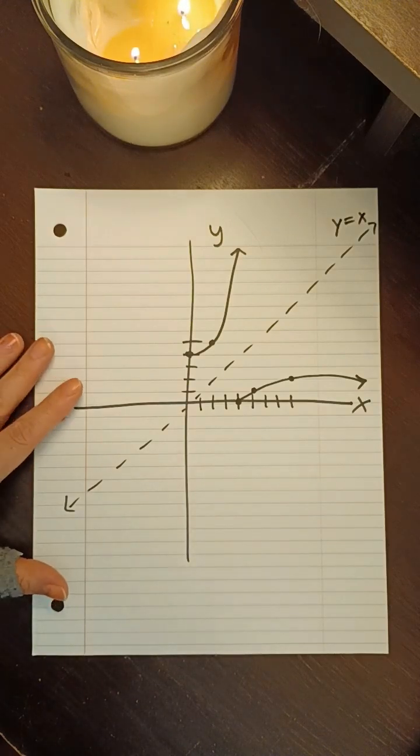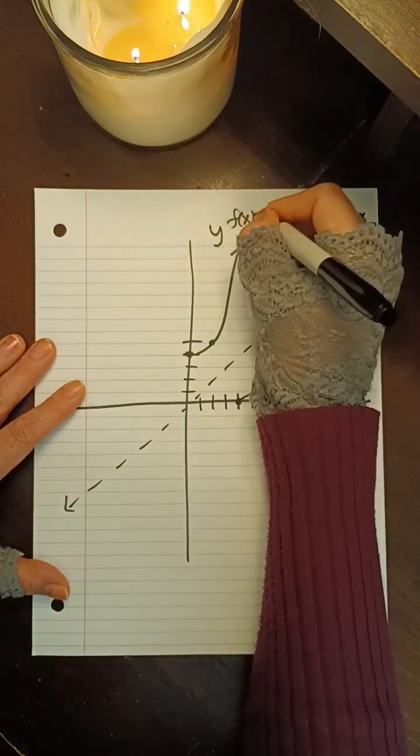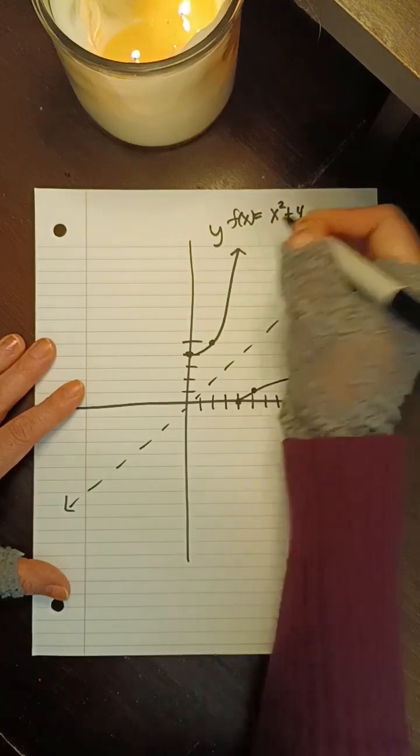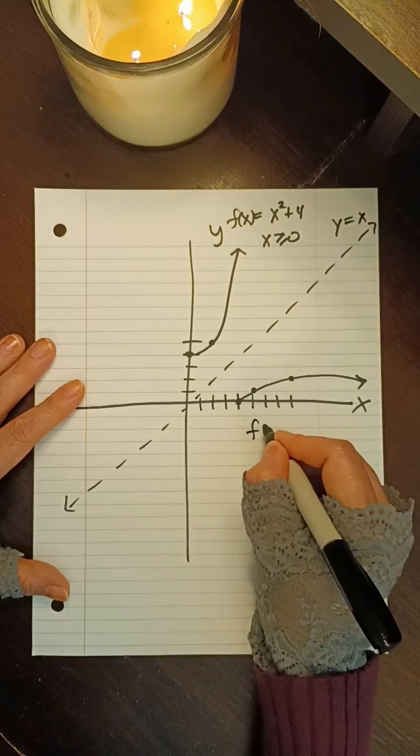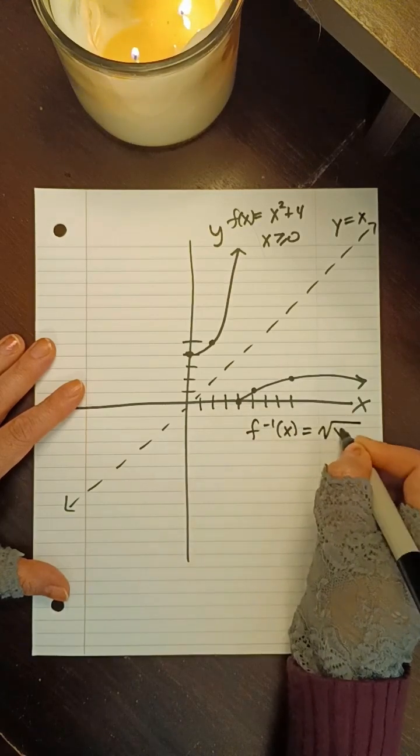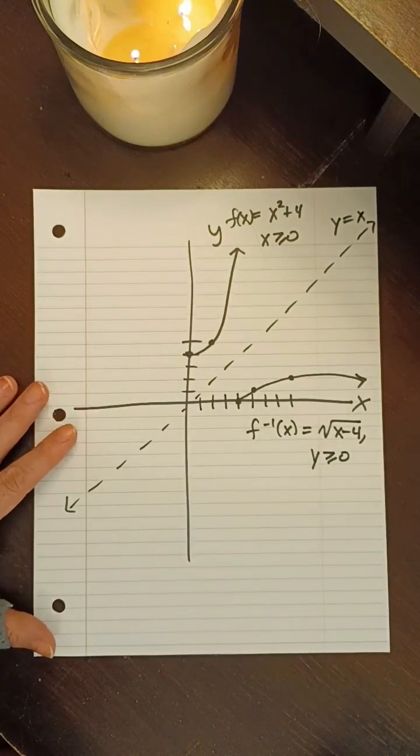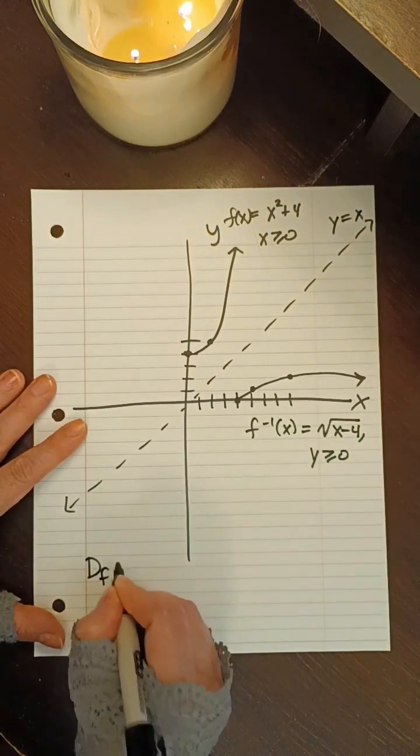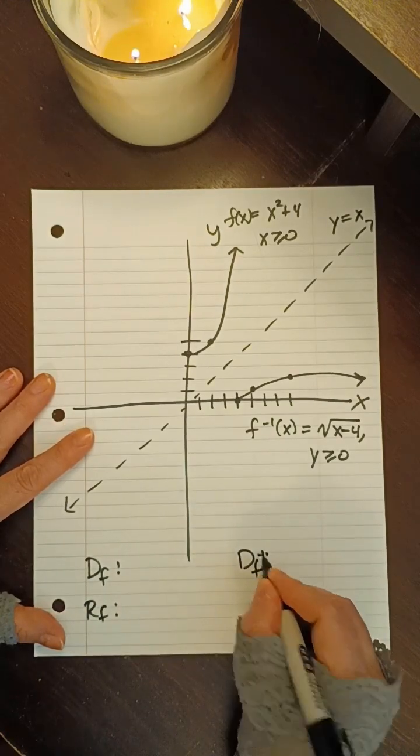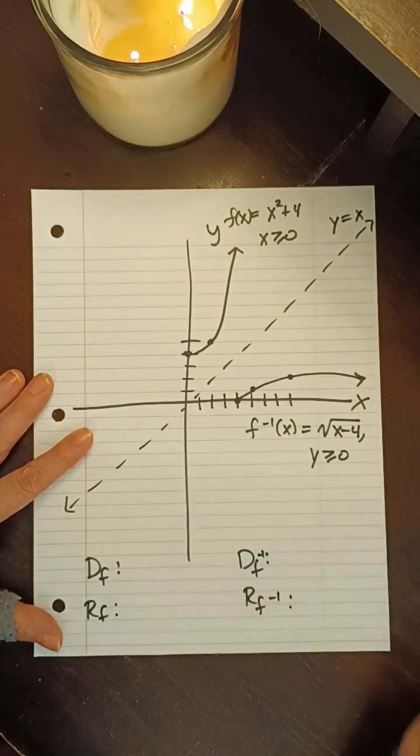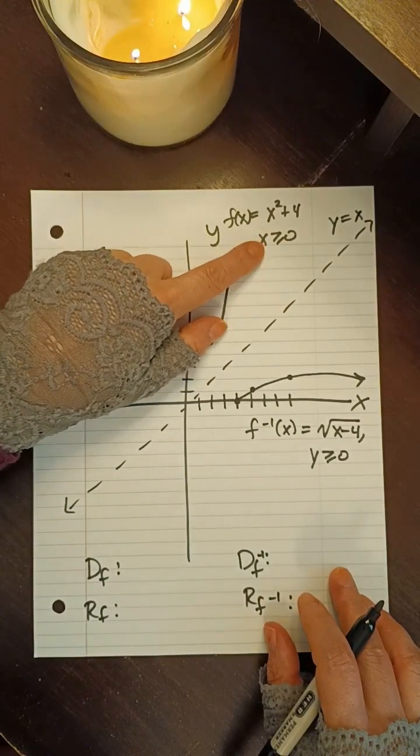So again, this is the graph of f of x equals x squared plus 4, x greater than or equal to 0. And this is the graph of f inverse of x equals the square root of x minus 4. And we have y is greater than or equal to 0 here. So let's look at the domain and range of f and the domain and range of f inverse. So if we look at f, now it's given to us. That was given to us.